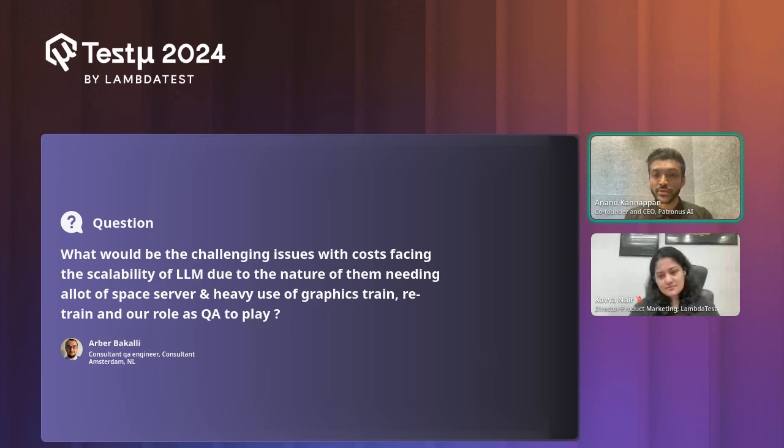And so the 8 billion parameter model for LYNX is something that you can use completely for free and completely locally because it's open source.